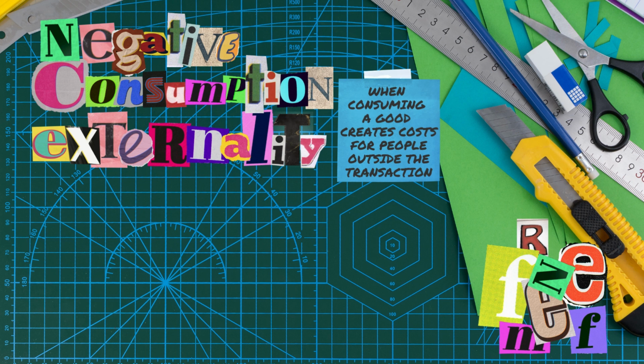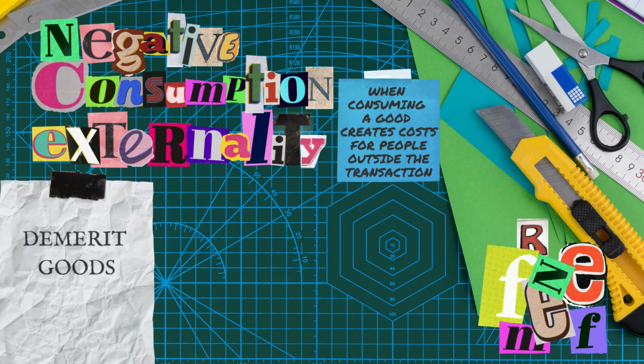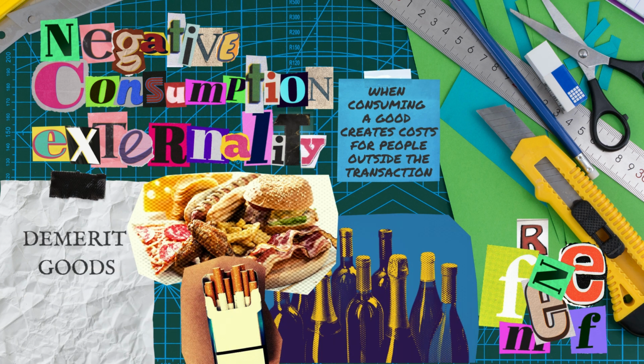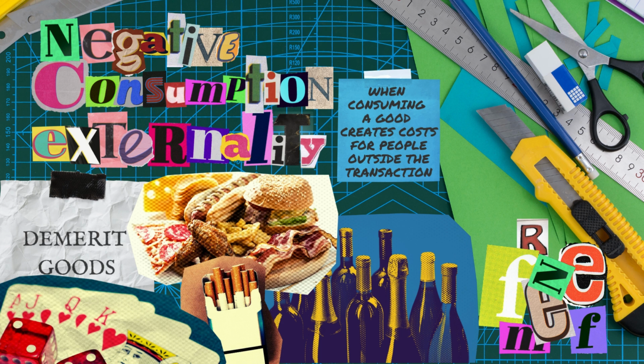But first of all, what kind of product would cause a negative consumption externality? Think of products that are bad for you. In economics, these are called demerit goods. Things like alcohol, cigarettes, junk food, drugs are examples of demerit goods. But there are also others that you might not think of, like gambling and air travel.